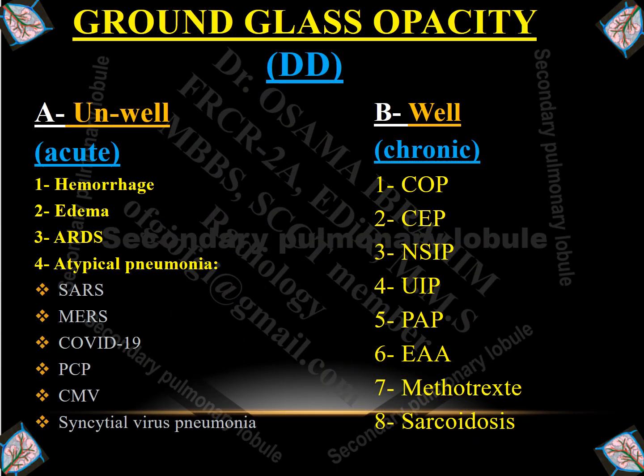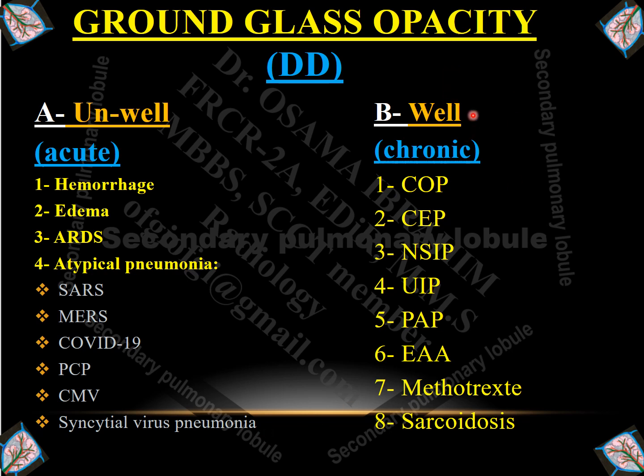Another way we can differentiate ground glass opacity into two groups. If the patient presented clinically unwell, representing acute status, the mosaic ground glass opacity can be considered one from this group of differential diagnosis: pulmonary hemorrhage, pulmonary edema, acute respiratory distress syndrome, or atypical pneumonia like SARS, MERS, COVID-19, PCP, CMV, respiratory syncytial virus pneumonia.